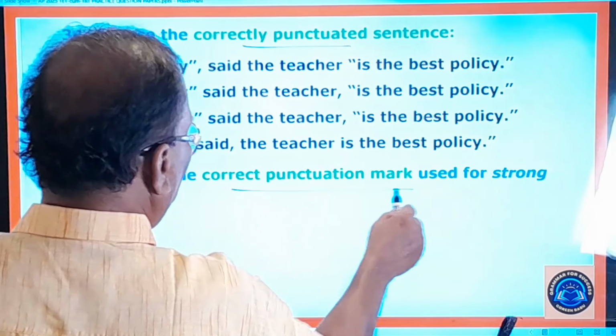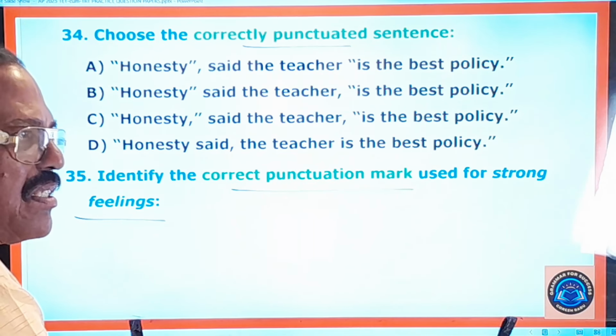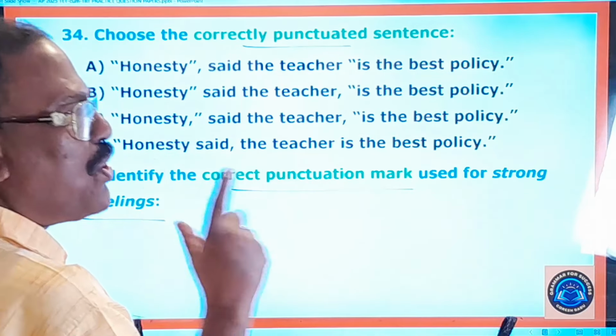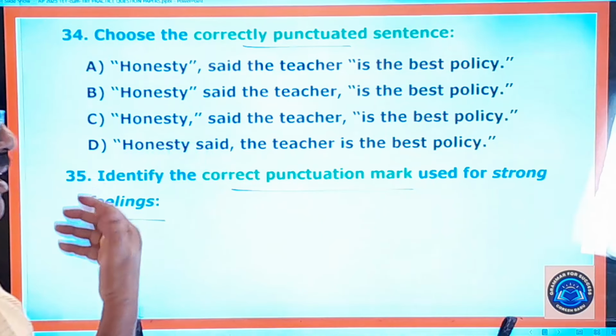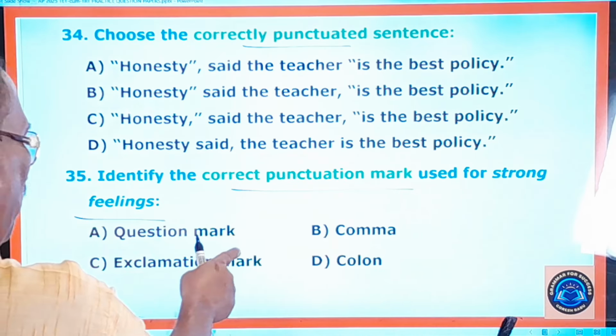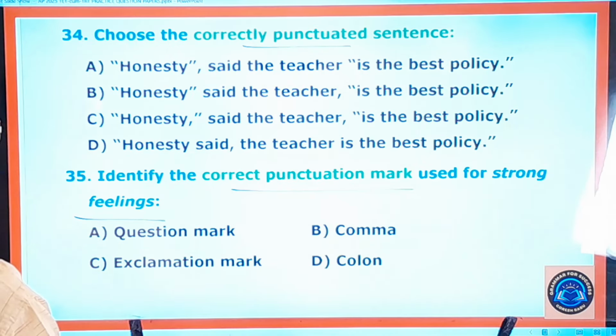Identify the correct punctuation mark used for strong feelings. You know about the strong feelings. My God, my goodness. Okay, bravo, alas. Okay, shh. Okay, all such things are there. So they're all strong feelings. What punctuation marks will you use after that? Is a question mark, comma, exclamation mark, or colon. So you choose the right one.